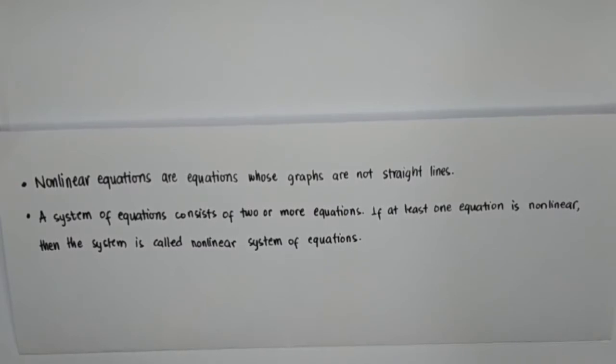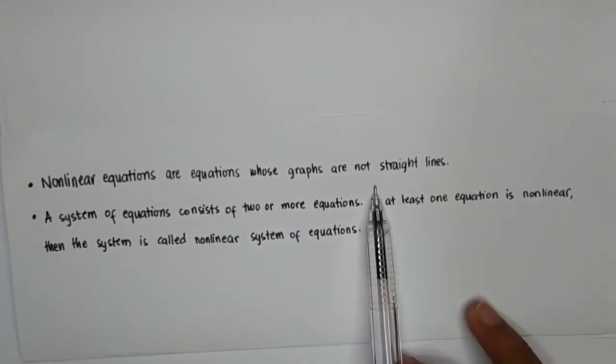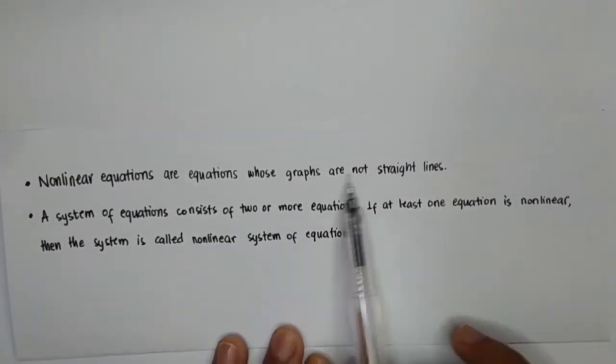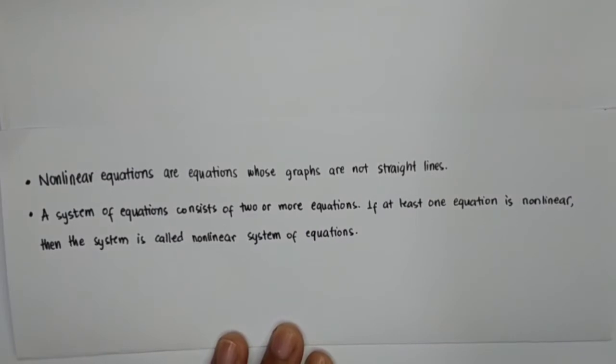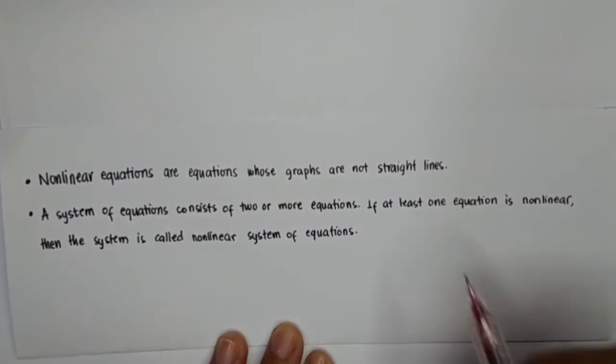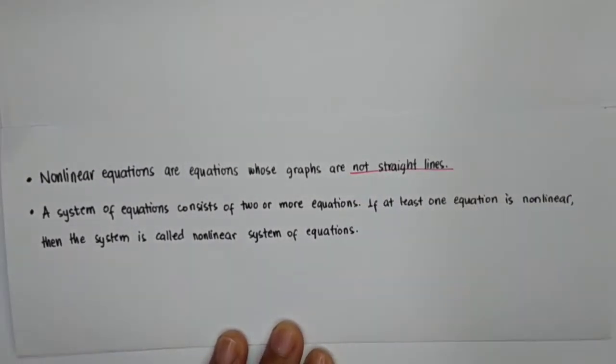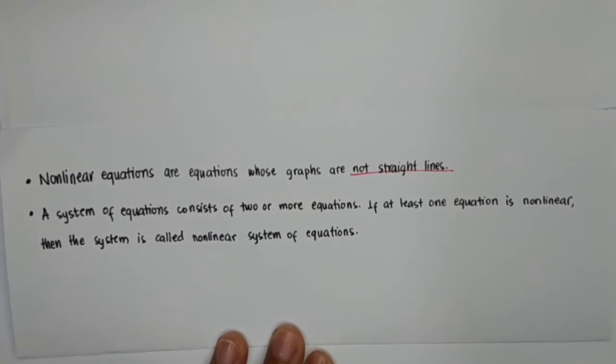So, nonlinear equations are equations whose graphs are not straight lines. Again, not straight lines. So it can be a circle, it can be a parabola, we have a hyperbola, or we can have an ellipse. So in short, it can be any form of conic sections.